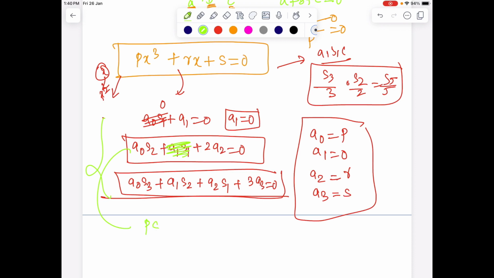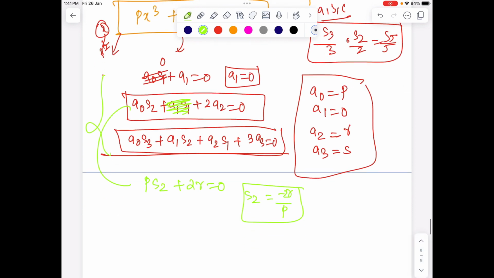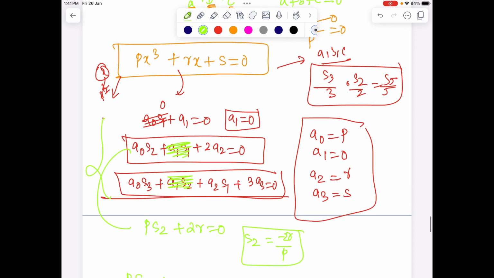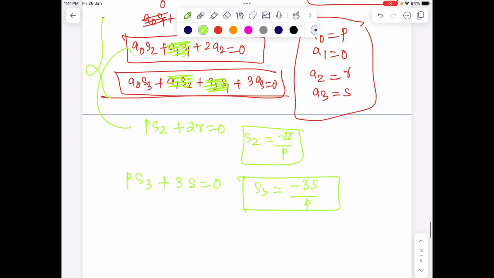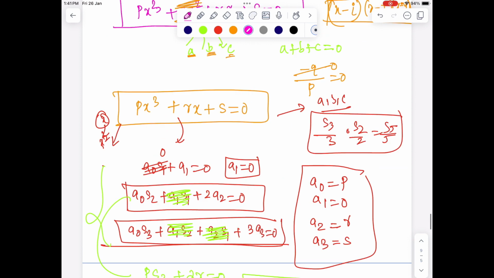A0 value is p, so pS2 plus 2r equals 0, so that gives me the value of S2 as minus 2r by p. We'll put the value again here. A1 is 0, A0 is p, so pS3 plus A2 times sum of roots is gone, so plus 3 times s equals 0. So that gives S3 equals minus 3s by p. So S2 and S3 are known. Now we just need to find S5. So how to find S5?